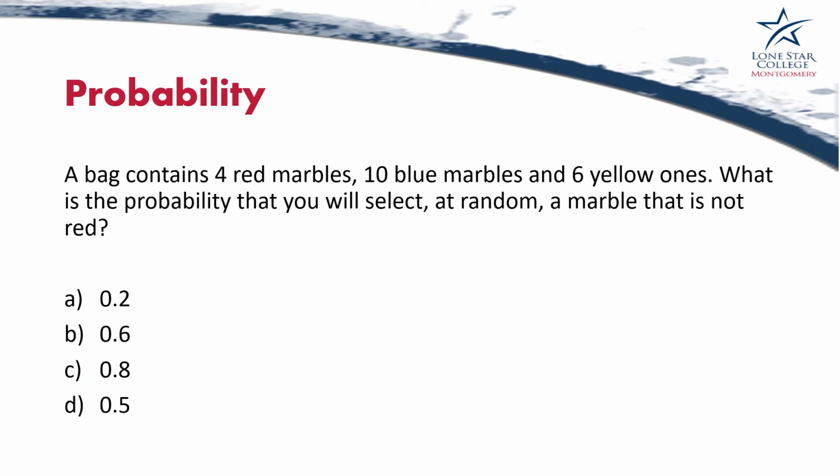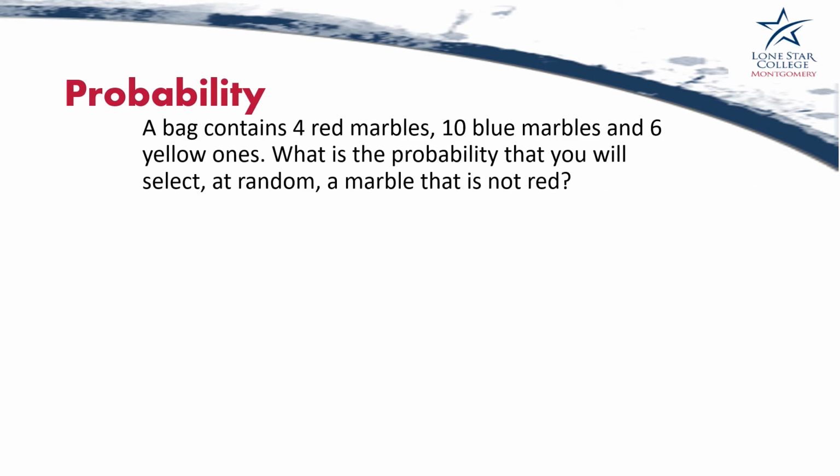Okay, another one. A bag contains 4 red marbles, 10 blue, and 6 yellow. What's the probability you will select at random a marble that's not red? So we're looking for the probability that's not red. So the marbles that are not red would be the blue and the yellow ones, which would be 10 plus 6. And of a total of how many marbles? So to find out how many marbles there are, we just add up all of them. So 4 plus 10 plus 6 gets a total of 20 marbles in the bag.